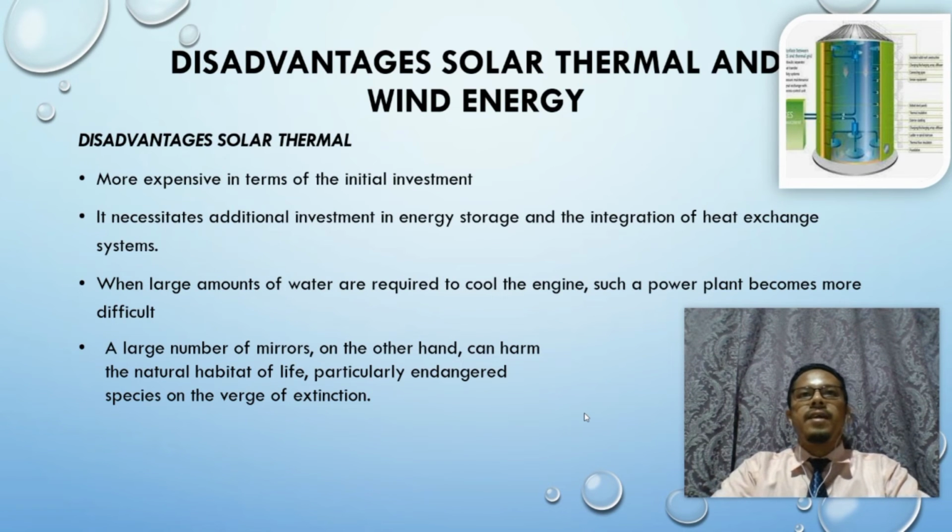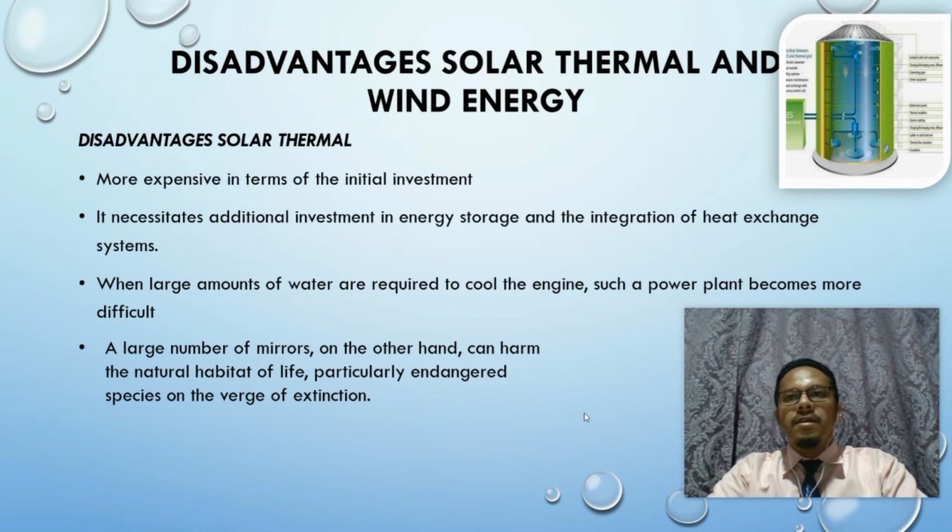Disadvantages of solar thermal and wind energy. Disadvantages of solar thermal. Even though solar thermal technology offers some distinct advantages, it also has limitations. The high initial investment is one of the disadvantages of solar thermal power plants. While solar thermal technology has the benefit of being relatively simple and versatile in terms of installation, it is more expensive in terms of the initial investment. It necessitates additional investment in energy storage and integration of heat exchange systems.